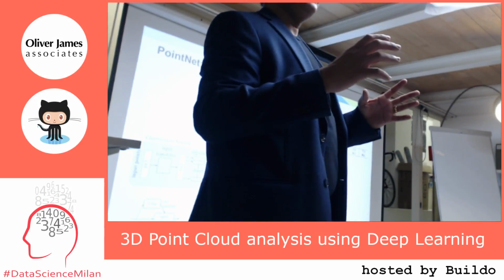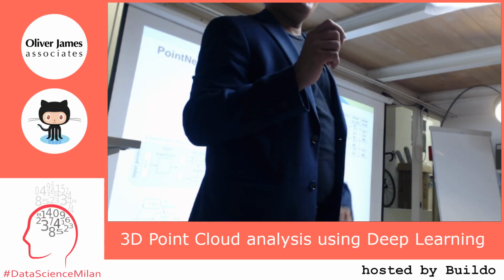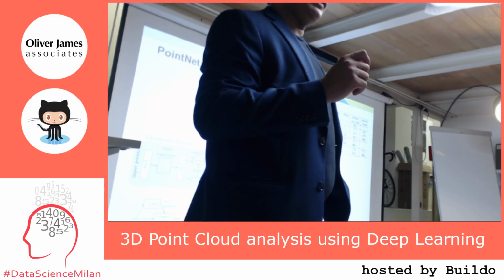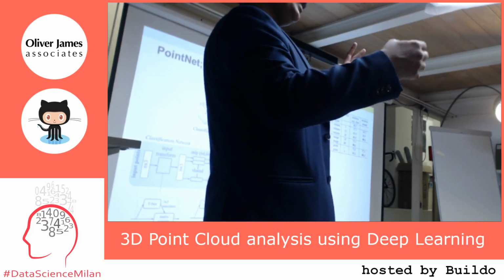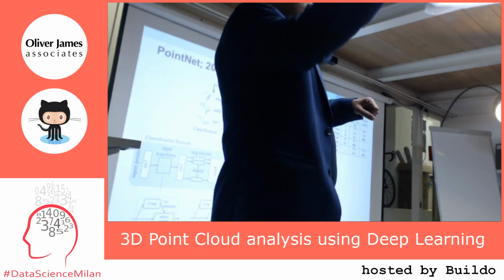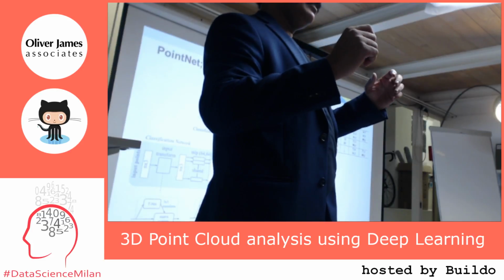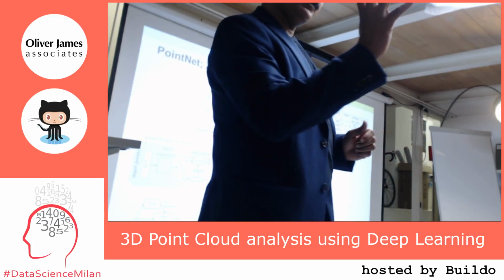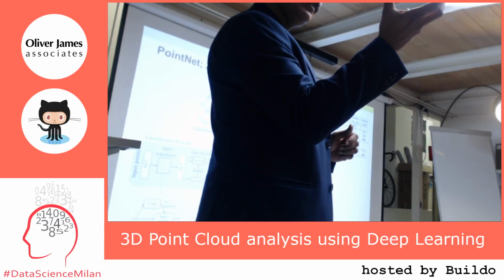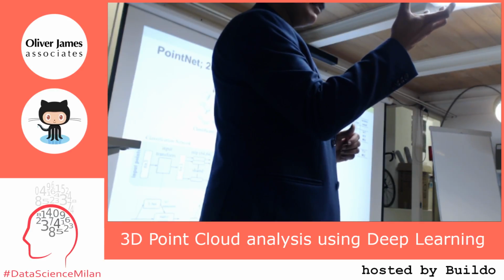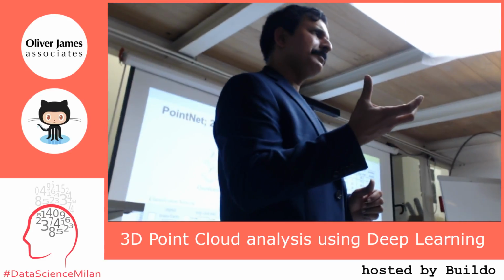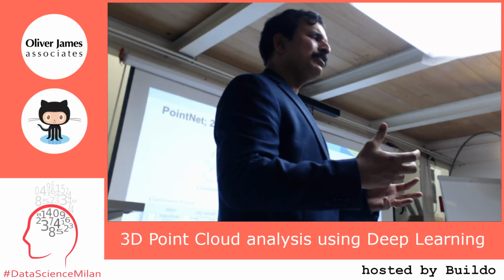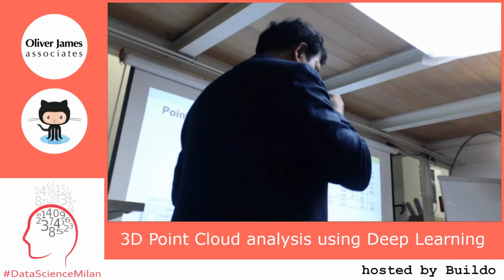PointNet has to be invariant to transformation. Imagine you take a point cloud of this room. Whether you see it from here or see it from there, it's the same room. In other words, if you rotate the point cloud, all the objects in the room relative to each other remain the same. So it's invariant to rotation.